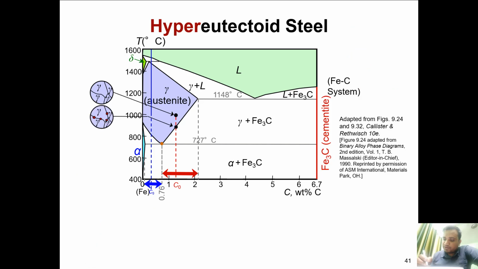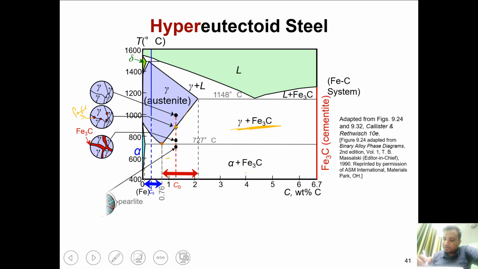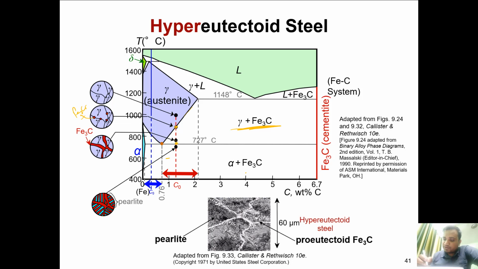Similarly for hypoeutectoid, this is the microstructure chain. It is gamma initially, then at this point some amount of this Fe3C will precipitate, because this is the line where it is in contact with Fe3C. So some Fe3C will first form, right? This is your Fe3C, then this Fe3C will grow, right? Once it reaches this point, this is the composition of gamma it reaches, and this is the composition of Fe3C. So the rest gamma will transform like the eutectoid, that is the pearlite. Okay, that's what is given.